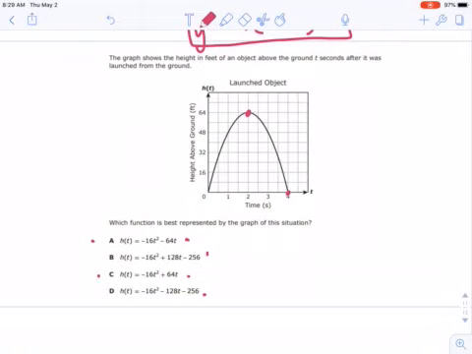I think it might be A or C. But again, I'm not even going to waste your time going through this example because I would just put it in my calculator. I would graph each one of these and see which one looks like the graph that I've been given.